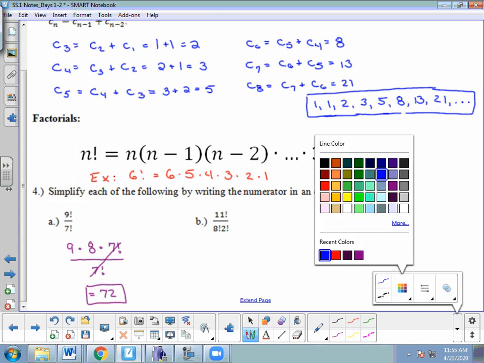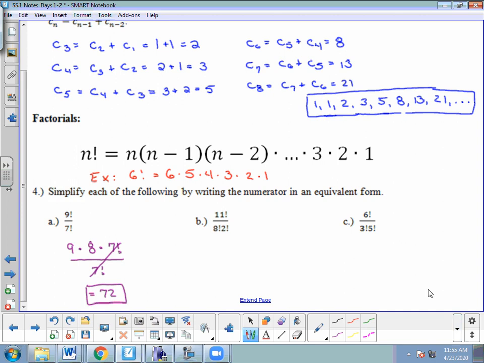Let's take a look at a similar way to do b. We have 11 factorial over 8 factorial times 2 factorial. Now we could multiply out this denominator, multiply out this numerator, and then simplify, but a quicker way is again to break that numerator up into 11 times 10 times 9 times 8 factorial, and then over the denominator of 8 factorial and 2 factorial. I stopped at 8 factorial because now the 8 factorials cancel out.